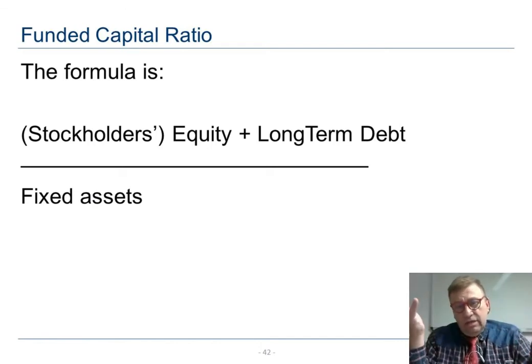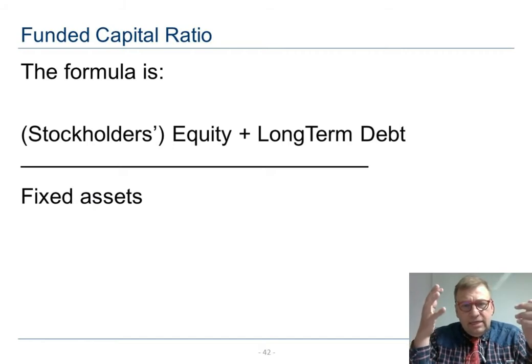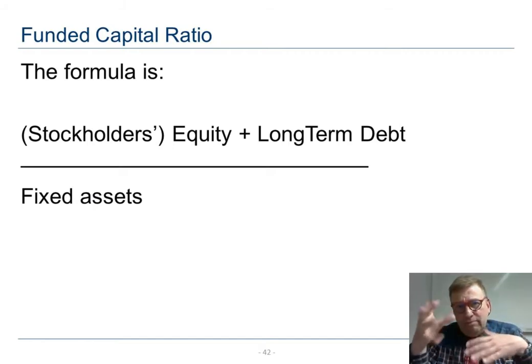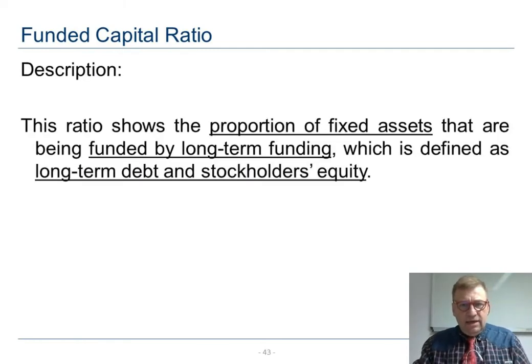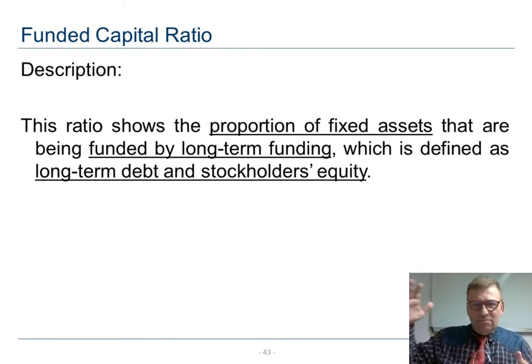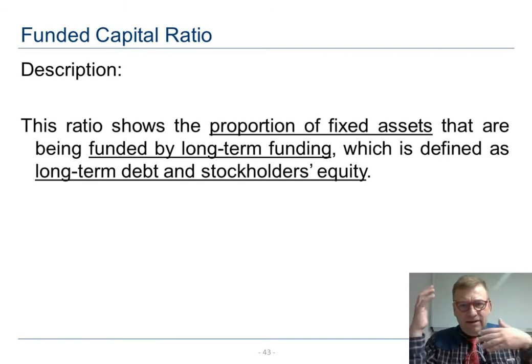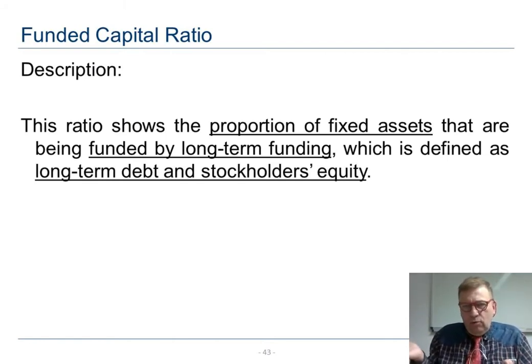Let's imagine a shipyard, the place that builds ships: how nicely do stockholders' equity and long-term debt cover these fixed assets? This ratio shows the proportion of fixed assets that are being funded by long-term funding, defined as long-term debt and stockholders' equity. That is, the company has it for a long time, and this shows how well this long-term money covers fixed assets.